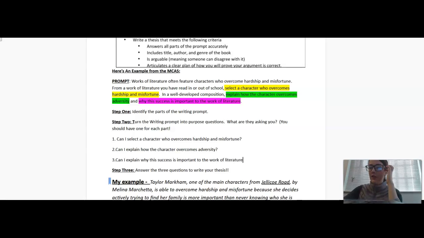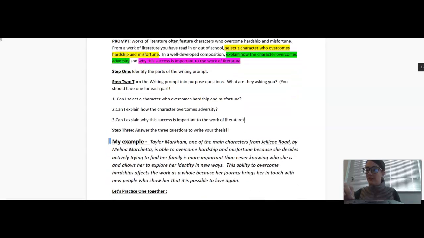So this has to, again, be a character who has a significant presence in the book or work of literature. Otherwise, I won't be able to explain why it's important to the overall story. Okay, now you would use those questions to write your thesis. So let's look at an example thesis.